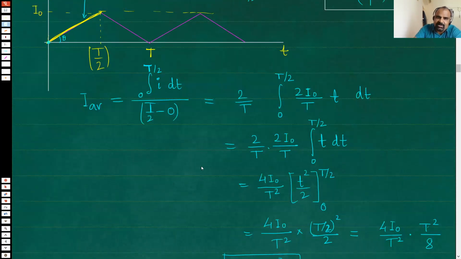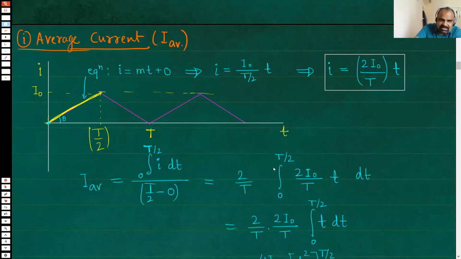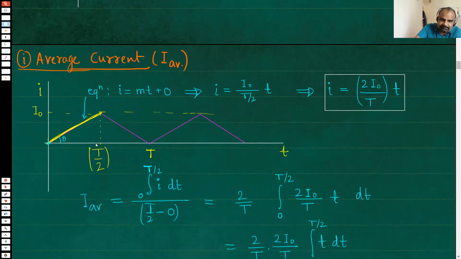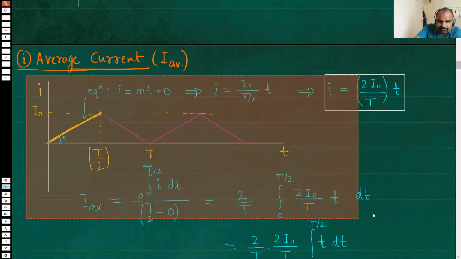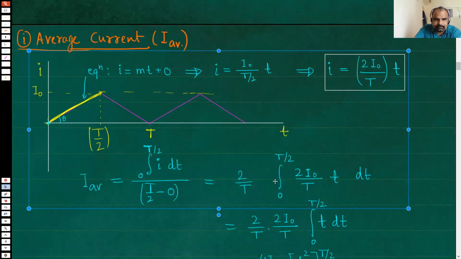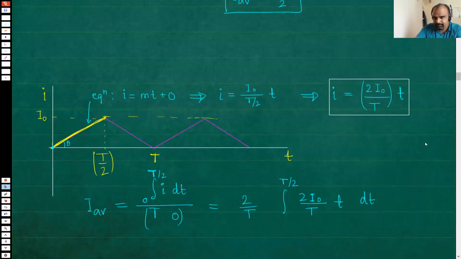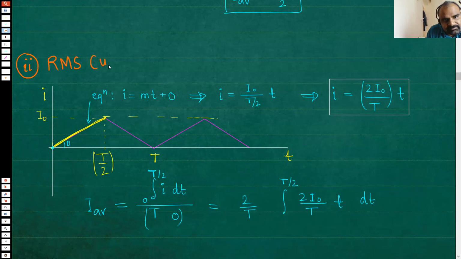Now let's come to the second part. You know why I solved it using this lengthy method? Because for the second part, you will realize why we did it. Now we have to find actual RMS current. So let me copy this, and bring it here. Okay. Now we have to find RMS current.